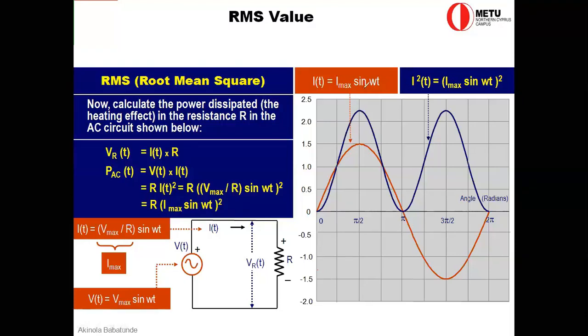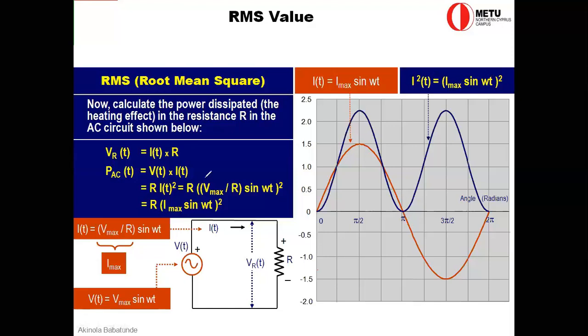Our I of t is usually given as I max sine WT. W is our angular frequency, and you can see we have time here. I max represents the amplitude, the maximum current that we have. So instead of writing I of t here, we know I of t equals I max sine WT. If you square I of t, that gives you I max sine WT squared altogether. That is I squared of t.